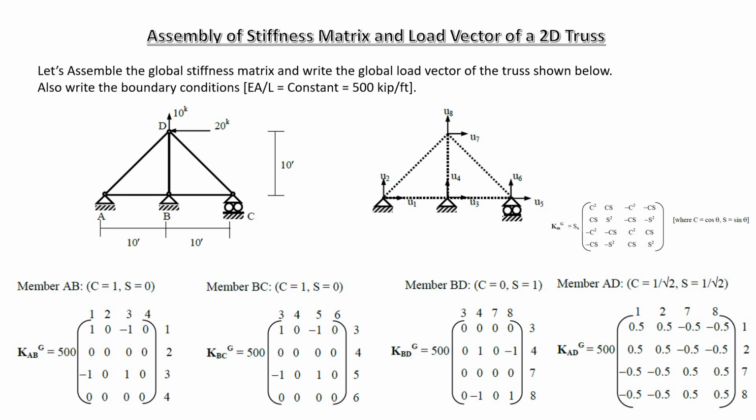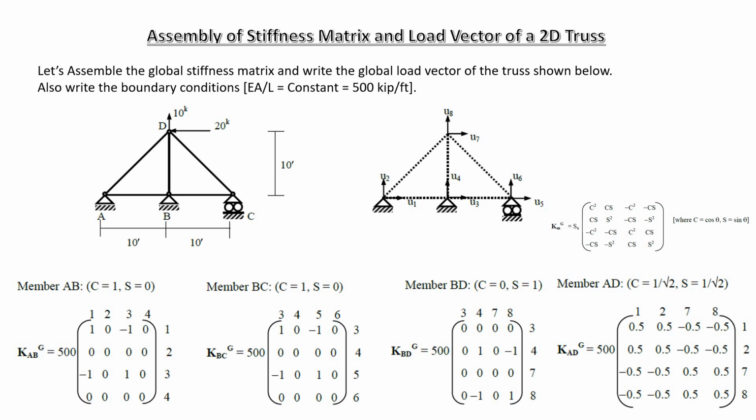Okay, now that we have found out the formulations to analyze in 2D stress, we're going to go ahead and analyze in 2D stress using the direct stiffness method. So at first, let me just take my pen as usual, and let's see what it says. It says, let's assume the global stiffness matrix and write the global load vector of the truss shown below. Also write the boundary conditions.